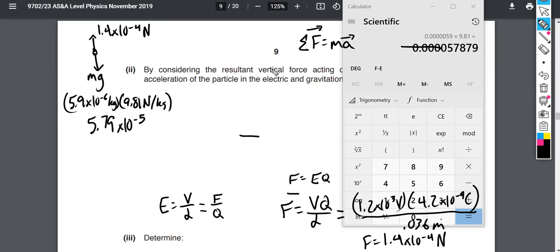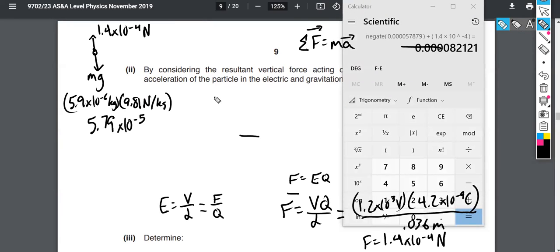So the sum of the forces in the vertical direction is going to be, well, this is the bigger number, right? We already kind of knew that. It's accelerating upward. So we're going to subtract that away from it. So in my calculator, I'm just going to make this value negative and then add the electric force to it, 1.4 by 10 raised to the negative 4. So the resultant vertical force is this number.